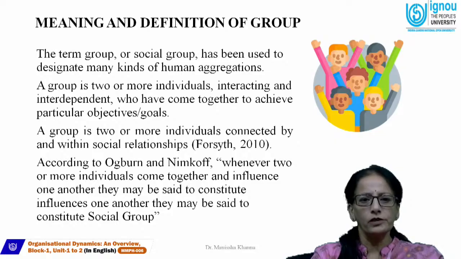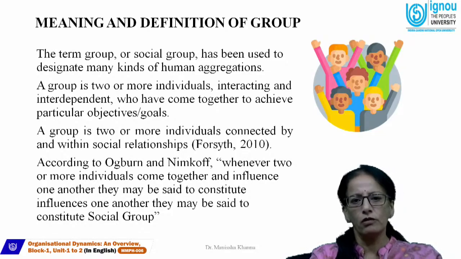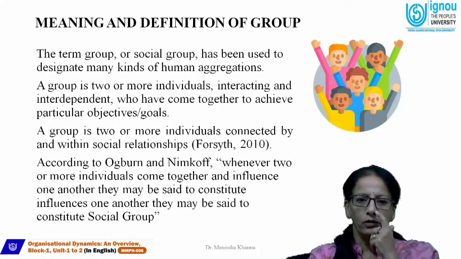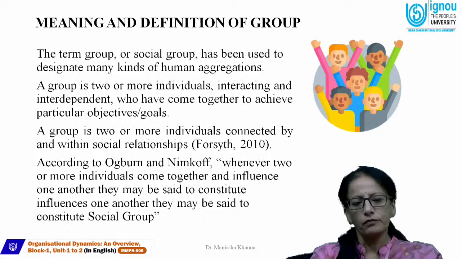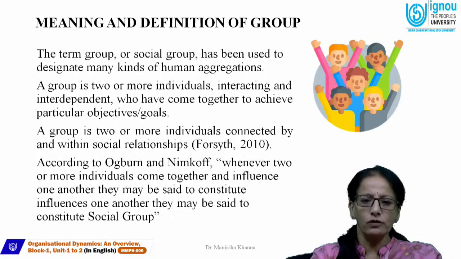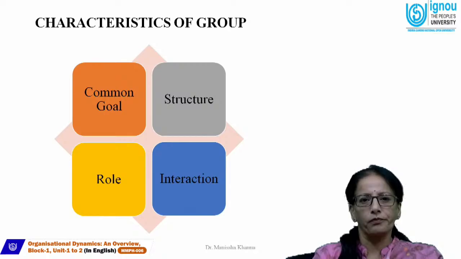The group is two or more individuals connected within a social relationship. This is reported by Foster in 2010. According to Ogburn and Imhoff, whenever two or more individuals come together and influence one another, they may be said to constitute a social group.